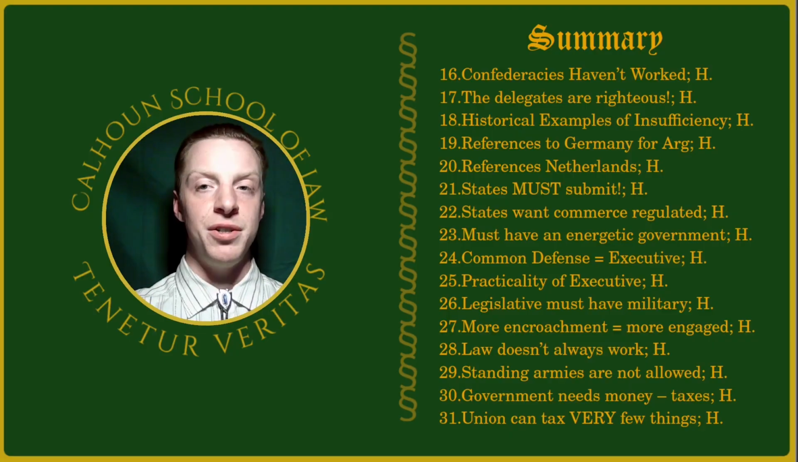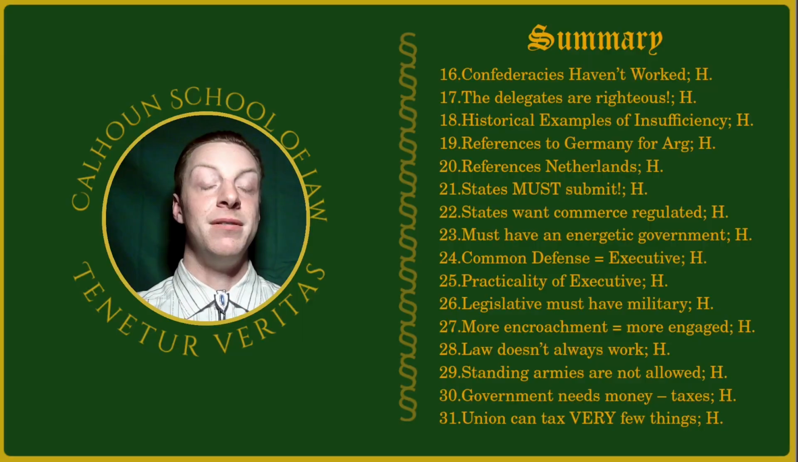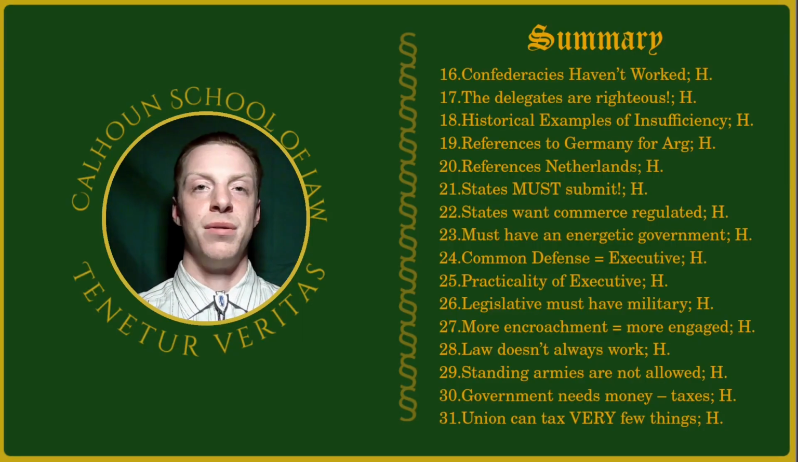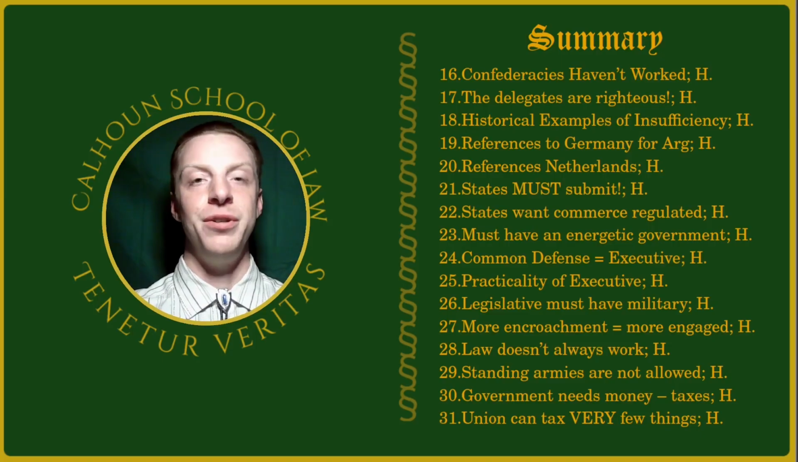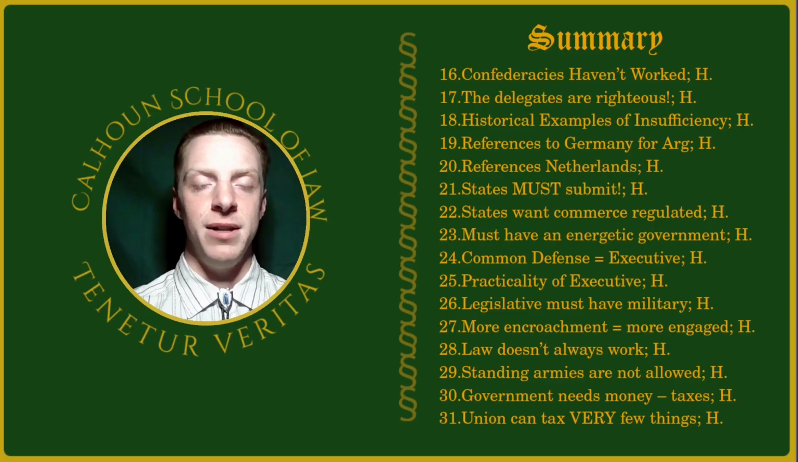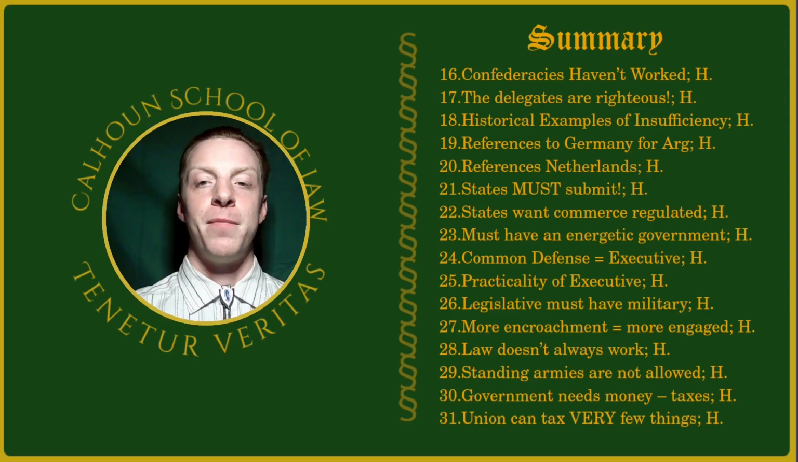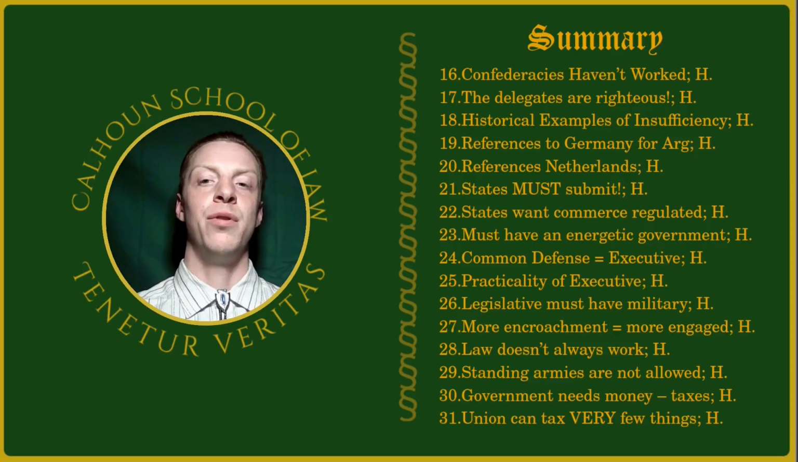17, the delegates are righteous, by Hamilton. Hamilton, you see, routinely argued in the Federalist Papers that all of the individuals comprising the Union government, or the Philadelphia Convention, what we've been told was the Constitutional Convention, were righteous individuals. That the people in the U.S. Congress, the people in the U.S.